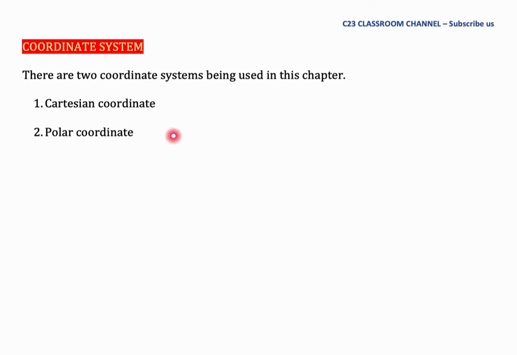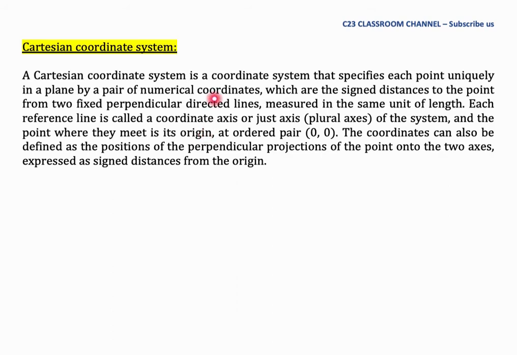The idea of these two coordinates was already taught in a previous lesson. However, to make sure that you really understand these two coordinates, I will explain again in this chapter. So the first system is the Cartesian coordinate system.